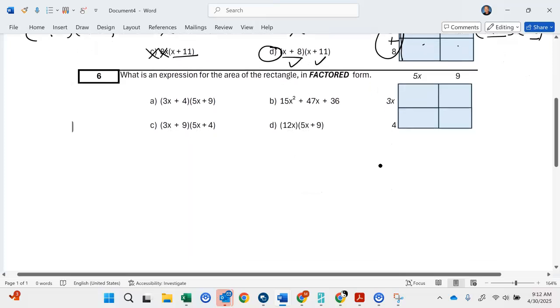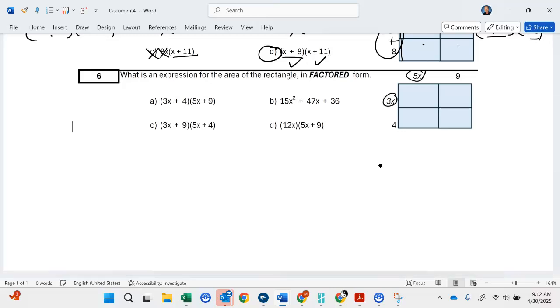Okay, now we're going to do something a little bit more advanced. Here we have 5x, 3x, still the same, factored. So we're going to do parentheses. So we're going to do 5, put plus between those. 5x plus 9. And here, 3x plus 4. And that's it. So 3x plus 4, yes.